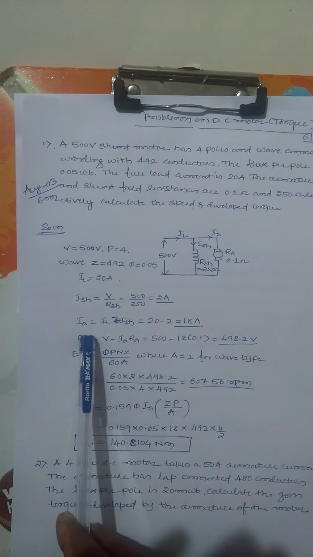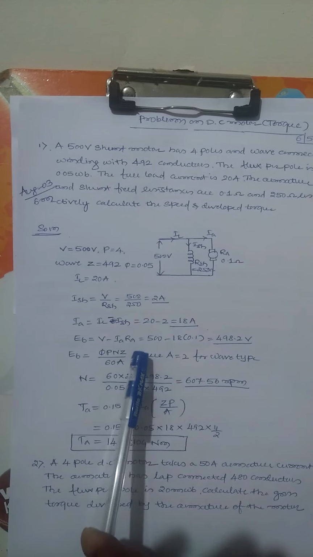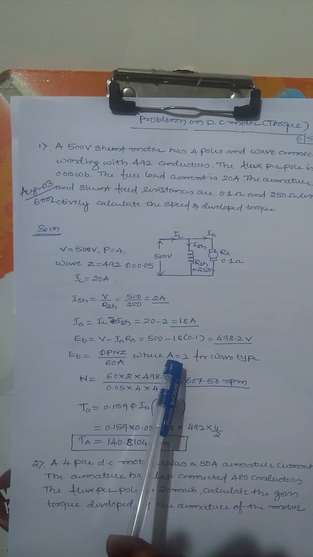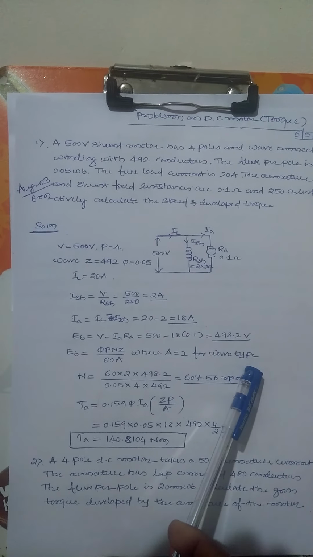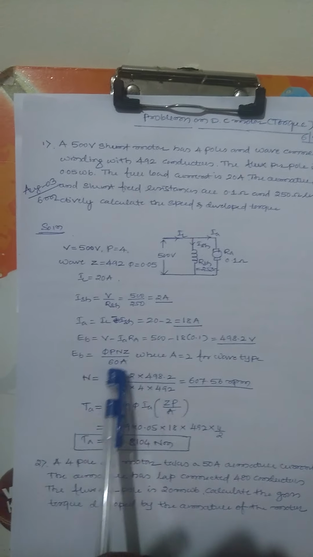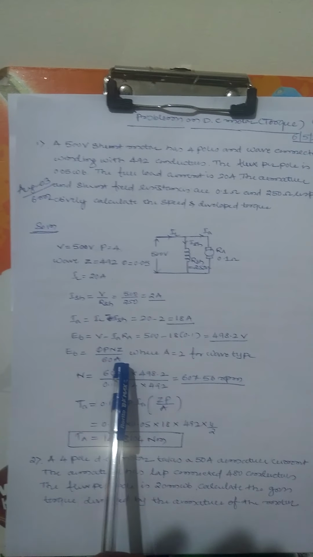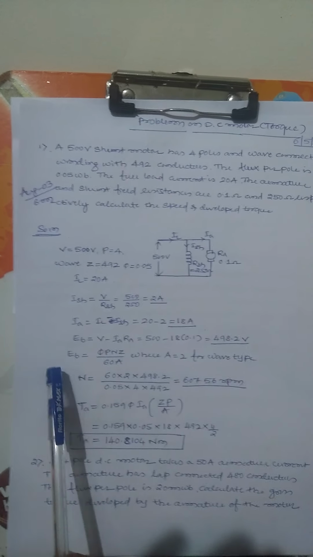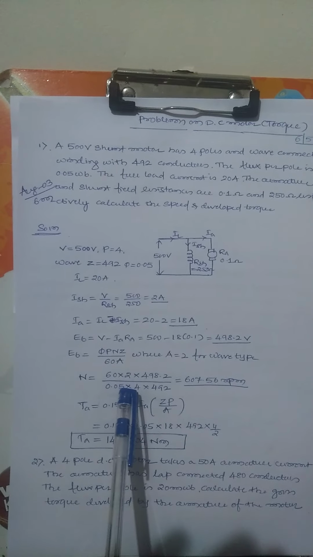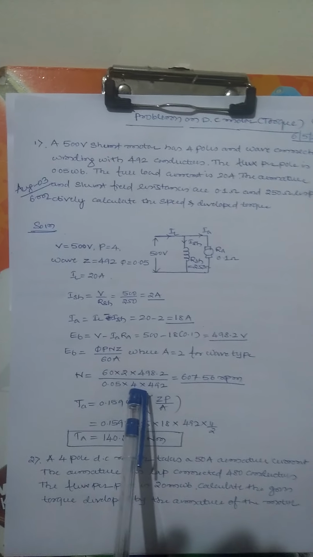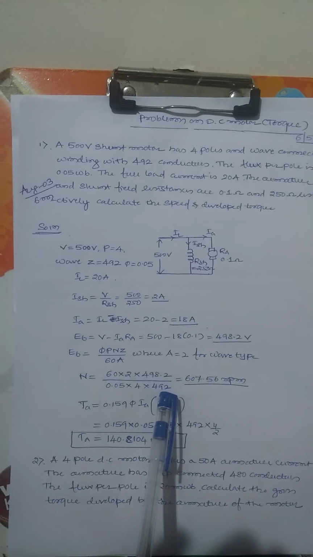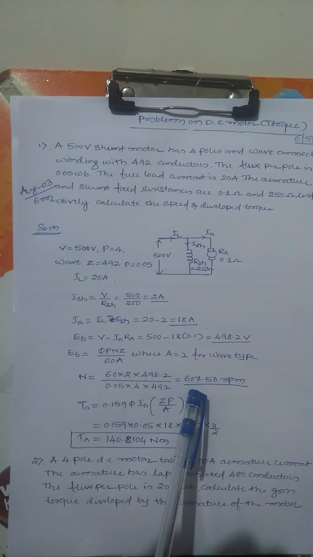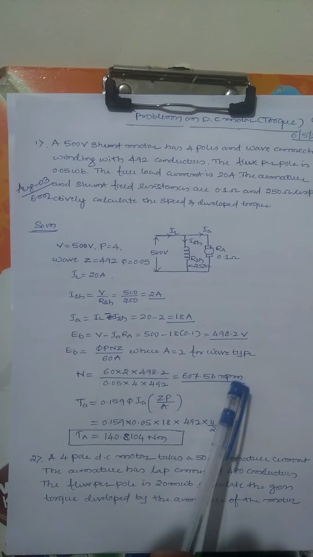That is EB. EB equal to PΦNZ by 60A, where A equal to 2 for the wave type. Directly you calculate the speed. That is 60 into A, A equal to 2. EB is 498.2. Just put the EB value 498.2 divided by 0.05, 4 poles, 492 conductors, and the speed is 607.56 RPM.